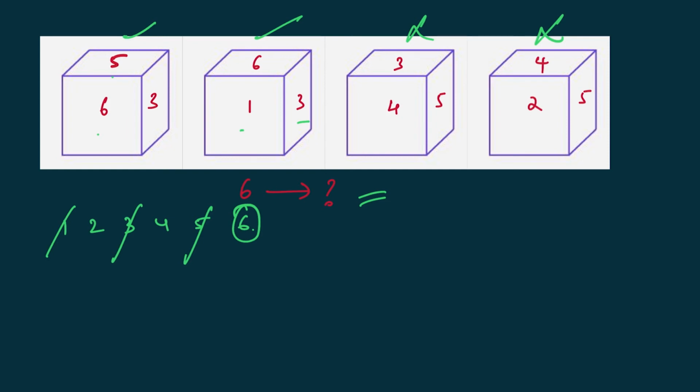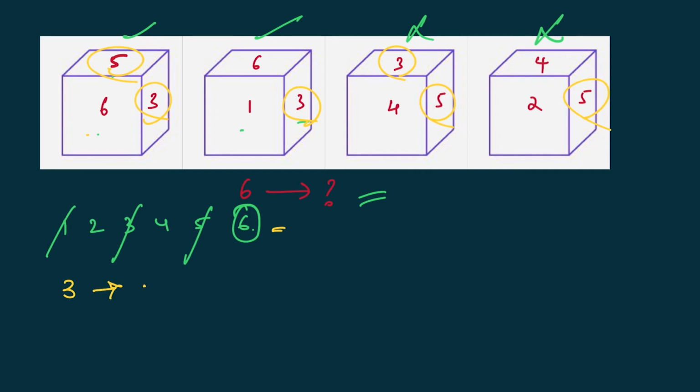Have a look at all the 4 dice. Find a common number which is present in at least 3 dice. We have already found the opposite of 6, so don't consider 6. Just see, 5 is present in 3 dice, and also 3 is present in 3 dice. So consider 5 or 3. I am going to consider 3 here.